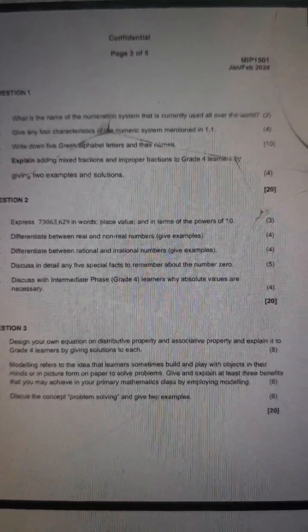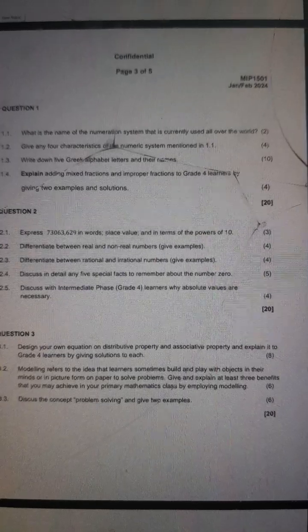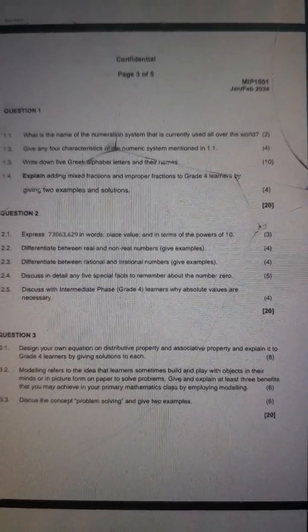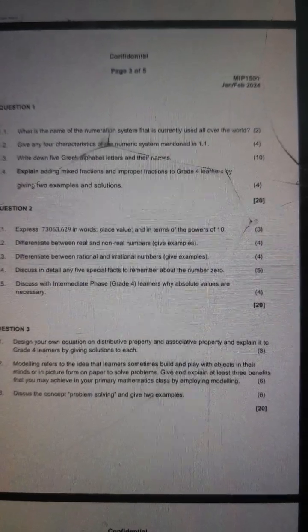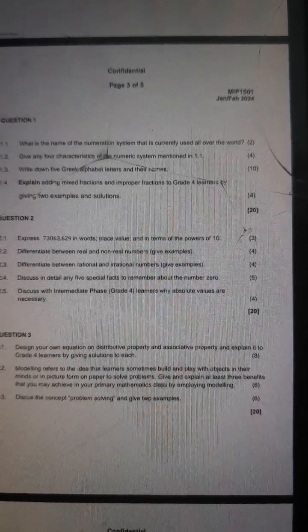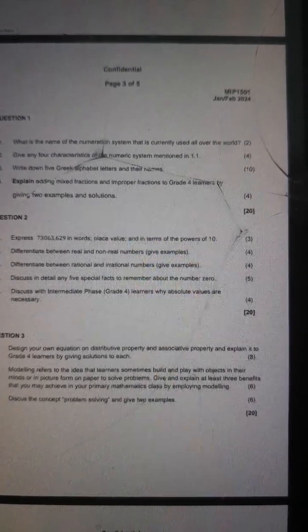Well, by employing modeling, number one, I hope you will write this: it will enhance conceptual understanding. In my class, I can use a pie chart to help learners understand fractions. They can understand which part of the fraction is which.